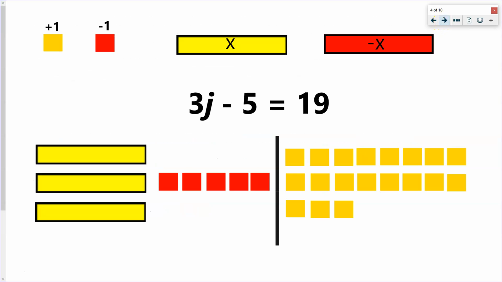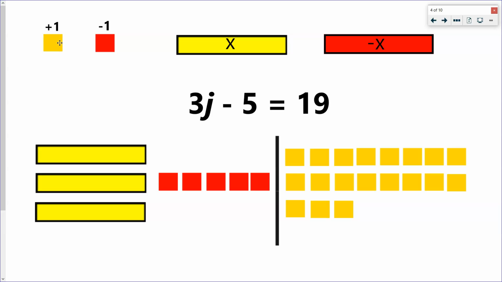Okay, we're going to use algebra tiles here. I have them all laid out ahead of time because they take a little bit to place. So x in this case is j, right? So we've got 3 variables laid out, positives, and 5 negative ones, right? Because we've got a negative 5 here. And then that's equal to 19, so I've got 19 yellow ones because they are positive.